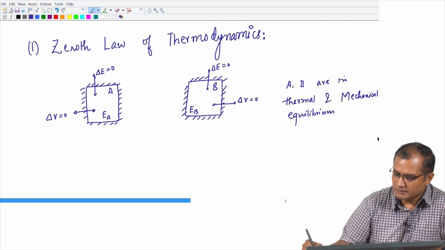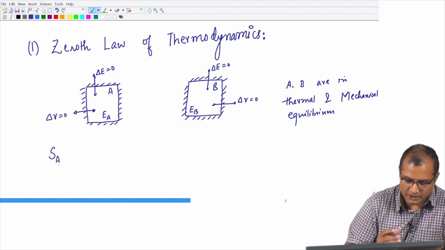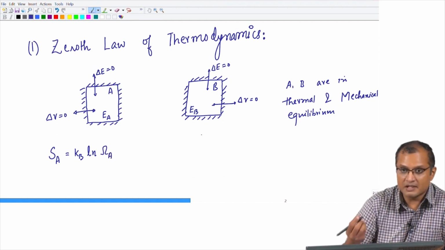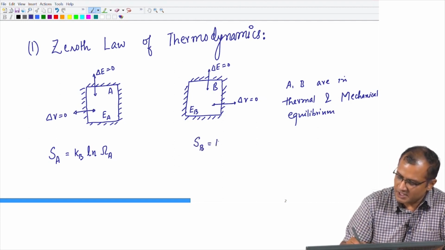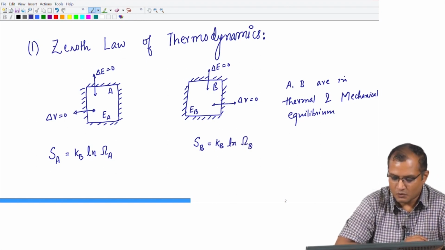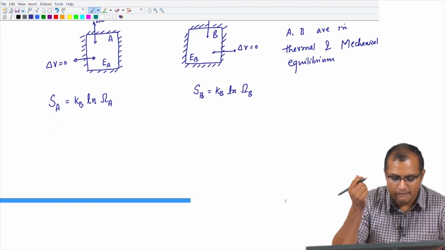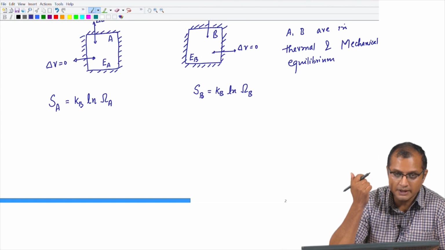and if I ask you what is the entropy of the system, you can individually say that the entropy of my first system would be k_B ln omega_A, where omega_A is the number of states in which our system A can exist, and the entropy of system B will be k_B ln omega_B, where omega_A and omega_B are the number of states in which systems A and B can exist. Okay.